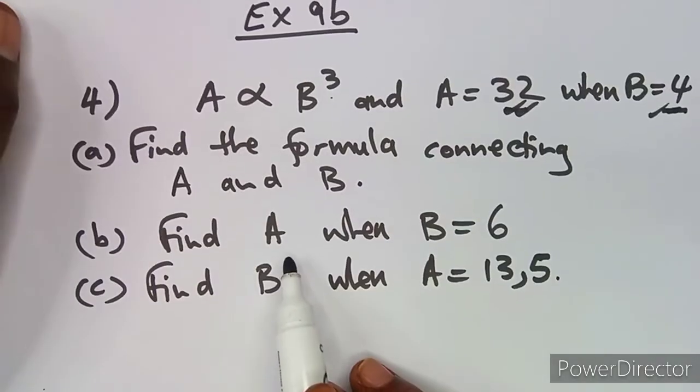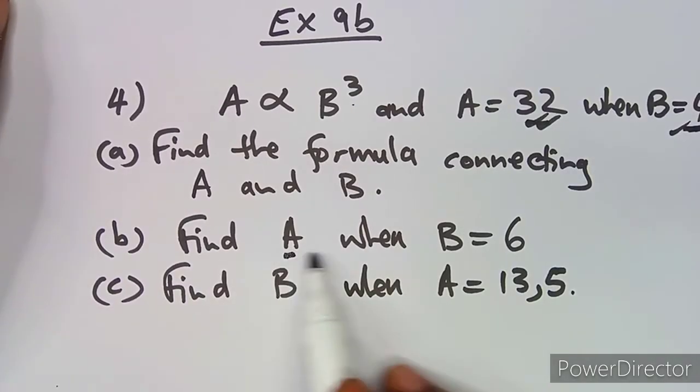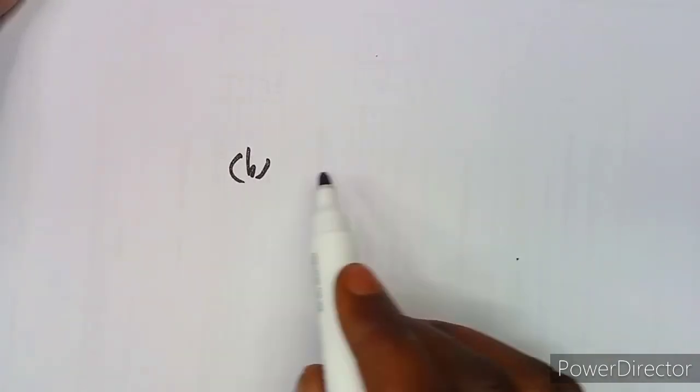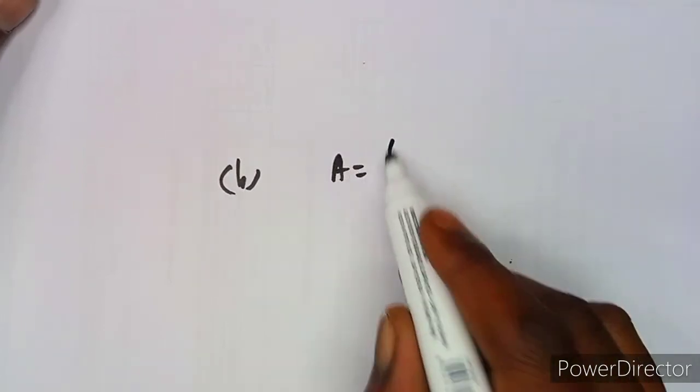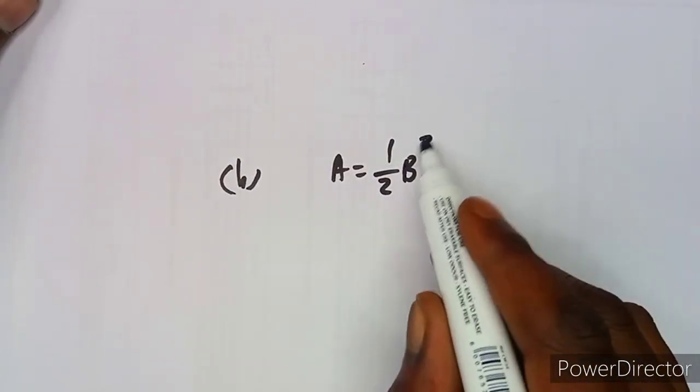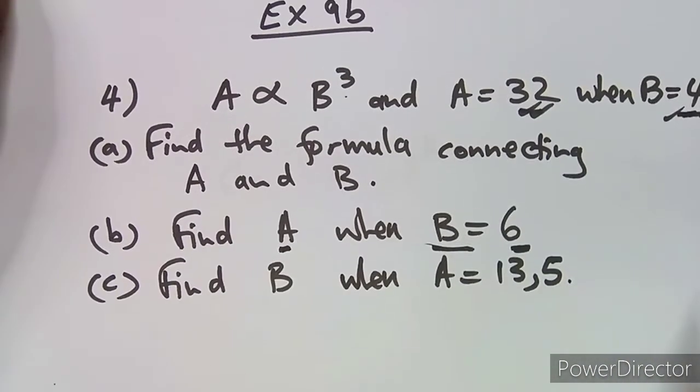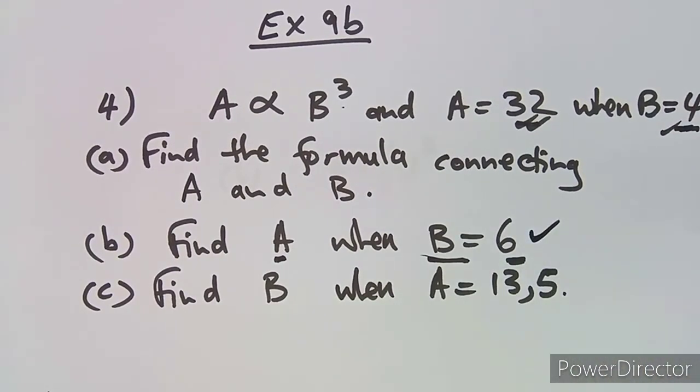Part B, we are asked to calculate the value of a when b is equal to 6. So remember, I told you, guys, whenever you're asked another question, it's actually a continuation from the previous question. Remember, we obtained that a is equivalent to half b to the exponent of 3. So now you want to calculate the value of a given that b is 6. You are given the value of b.